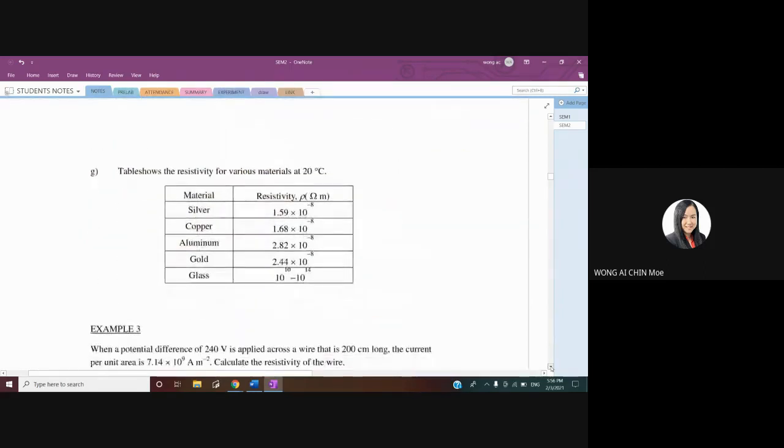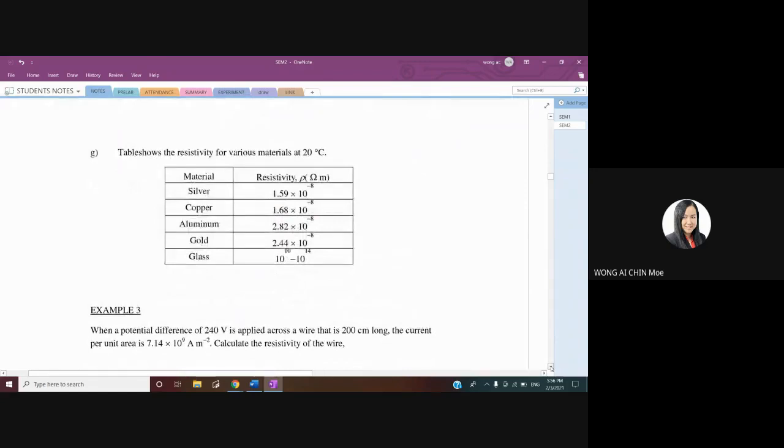This table shows the resistivity of various materials. As we already mentioned, for a conductor the resistivity is very low because the current flows easily. If you refer here, silver, copper, aluminium, and also gold are all metals, so they are conductors.